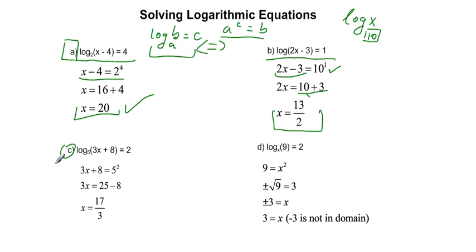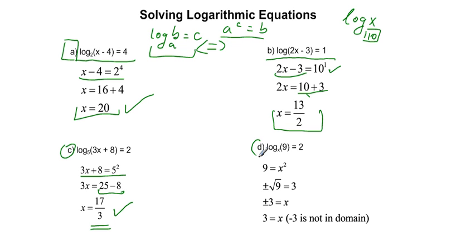Part C. Very much the same. The base is different only. So 5 to exponent 2 is equal to 3x plus 8. Find 5 squared value, subtract 8, 17 divided by 3, and you keep it. You don't change this to a decimal number. That's perfectly fine. Exact solution, 17 over 3.